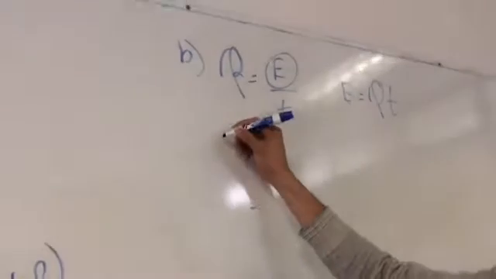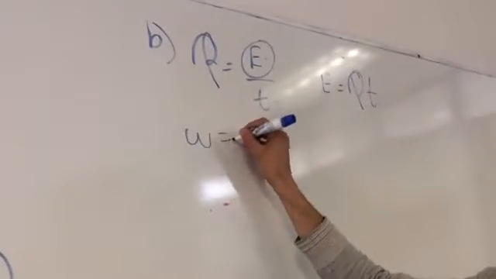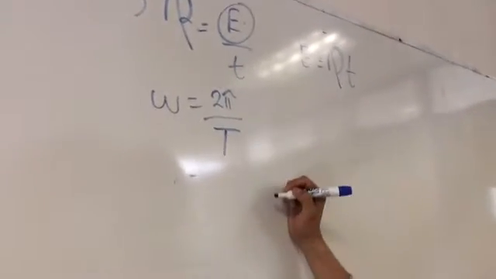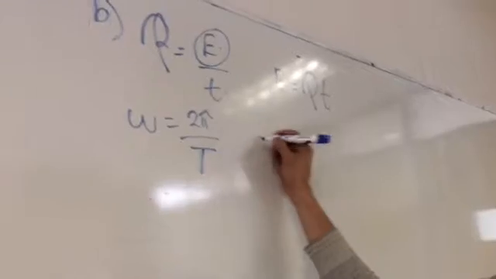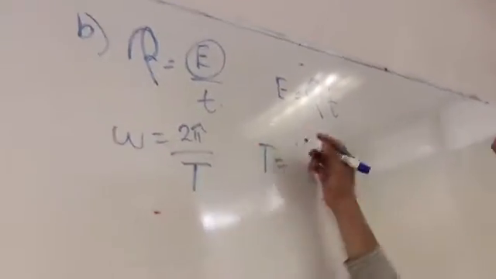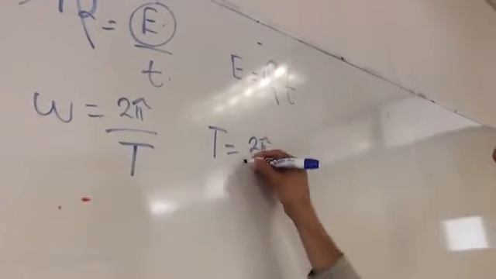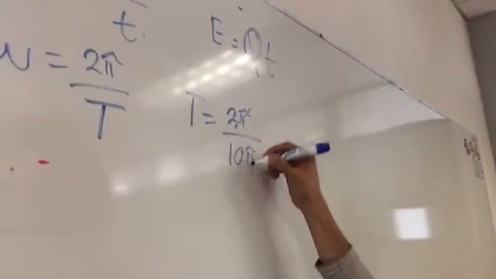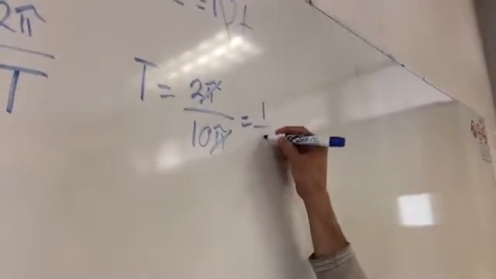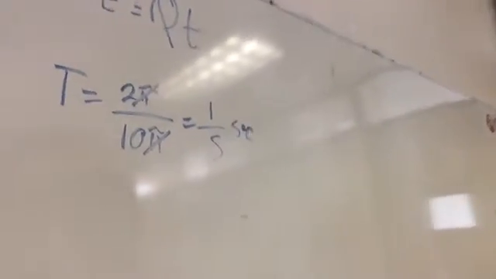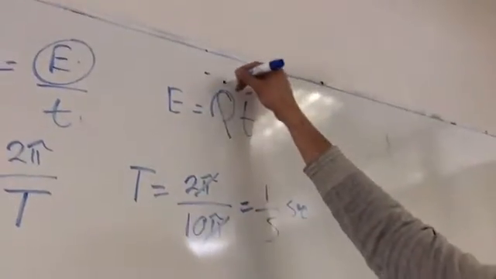For obtaining the period, we know first that the angular frequency is equal to 2π over the period. So the period is equal to 2π over the angular frequency. We know that the angular frequency is equal to 10π, so we obtain that the period is 1/5 second. Now we know this and we know this.